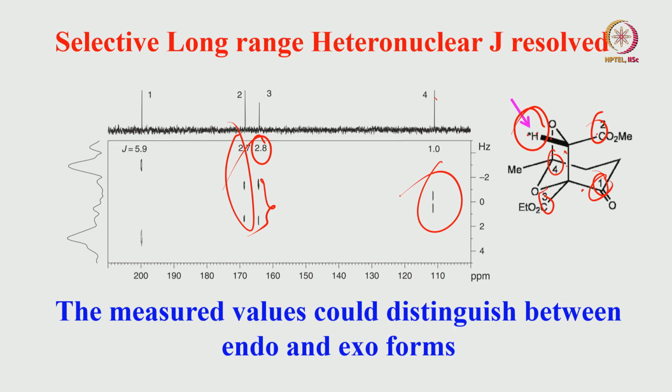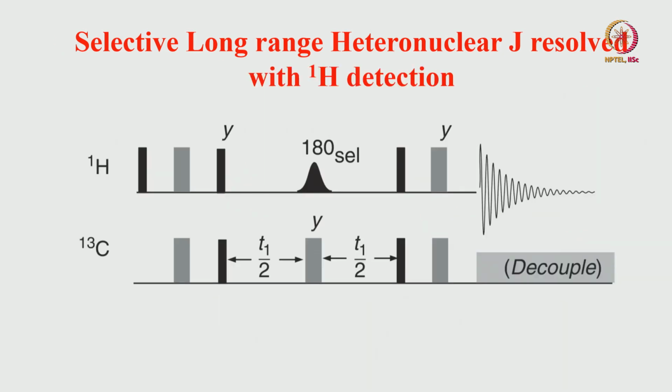See the measured values. In the long range coupling, selectively for a particular proton, selectively invert. Only for that proton the couplings are retained, for all others they are refocused, and we can measure long range couplings very precisely. And we can use this to distinguish various things like endo form, exo form, etc. In fact, in this molecule it was used to define endo and exo form, because for the endo and exo forms of this molecule, the coupling strengths are known to us.